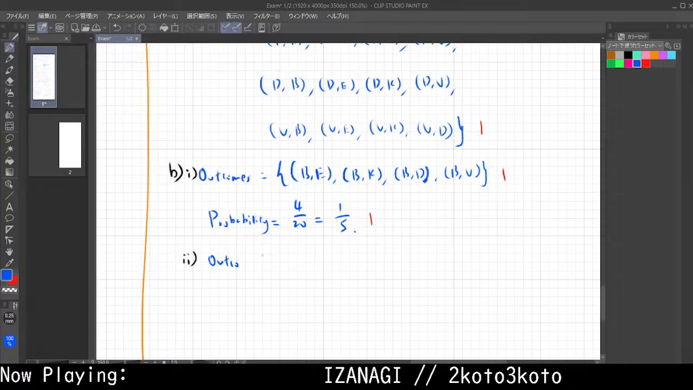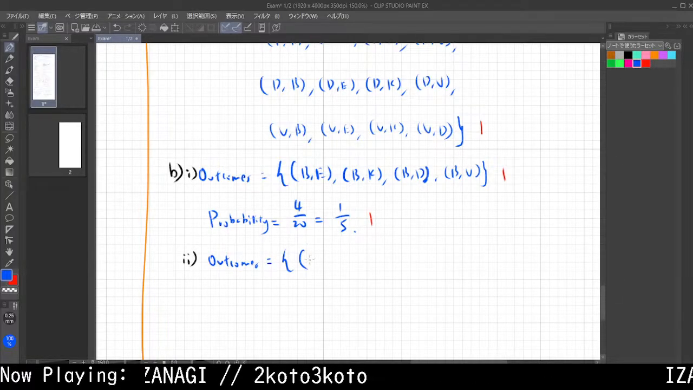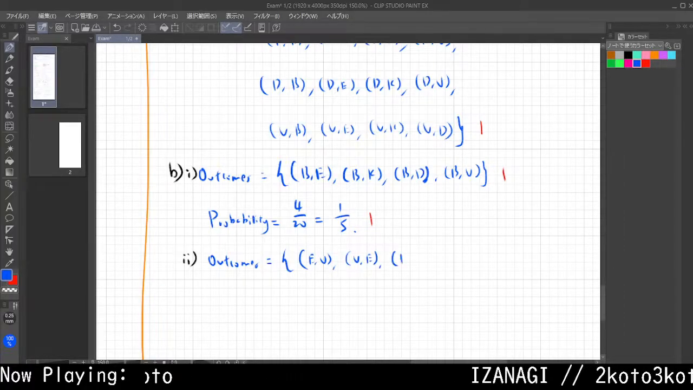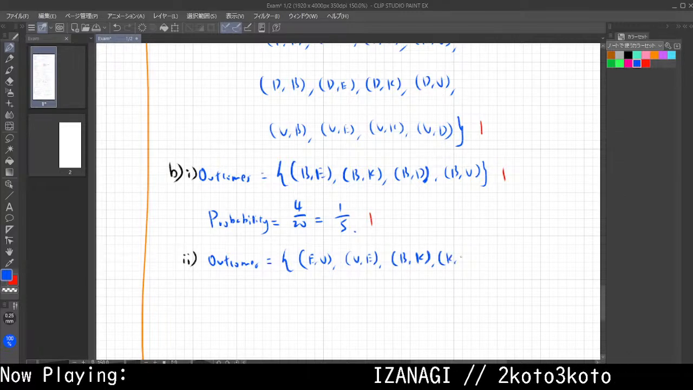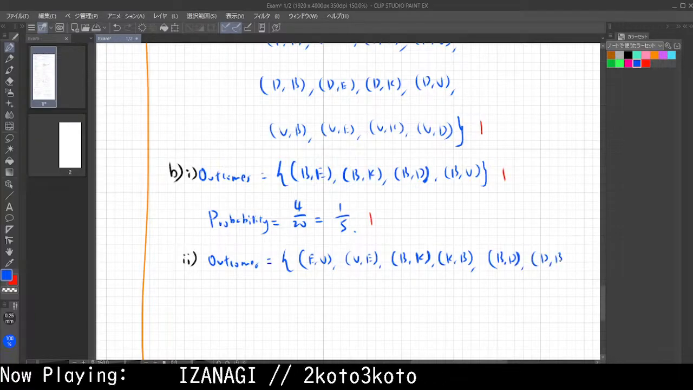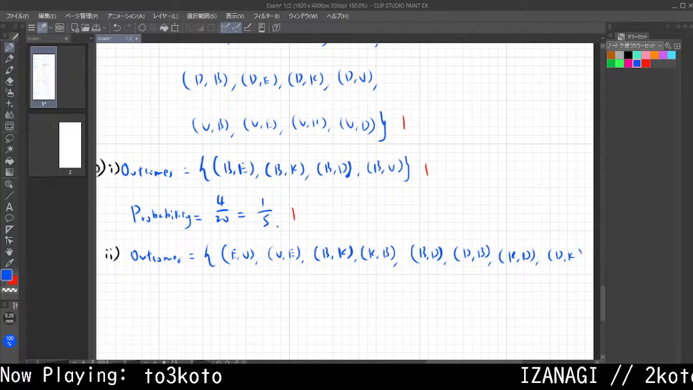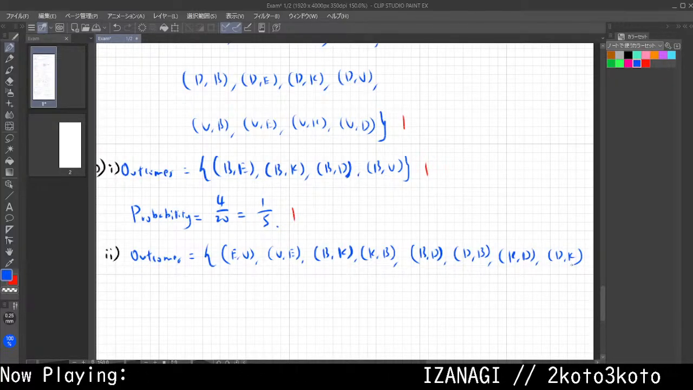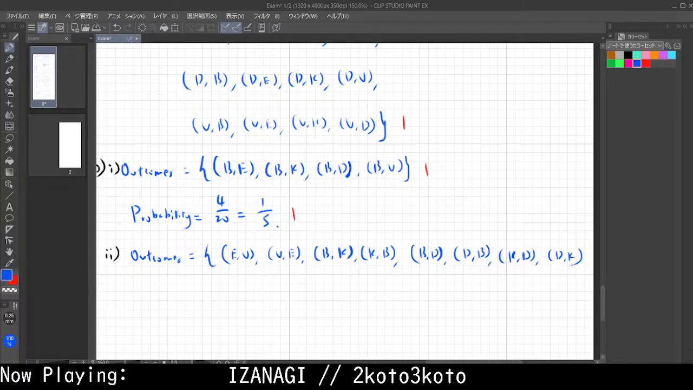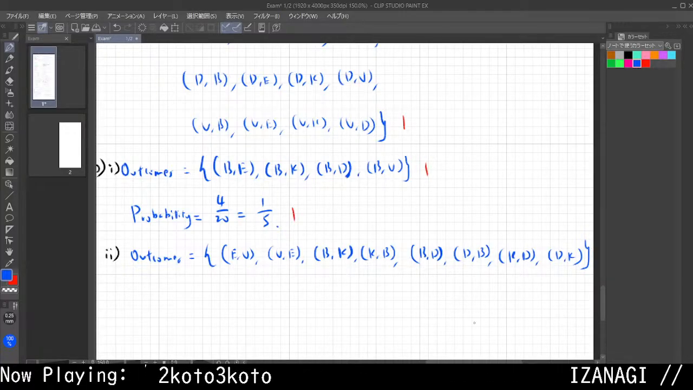Part 2, the condition is the code consists of 2 vowels or 2 consonants. So 2 vowels, you have EU, UE. 2 consonants, you have BK, KB, BD, DB, KD, DK. So BK, KB, BD, DB, KD, DK. Okay, then anything else? Close. 1, 2, 3, 4, 5, 6, 7, 8, 8 possible outcomes.